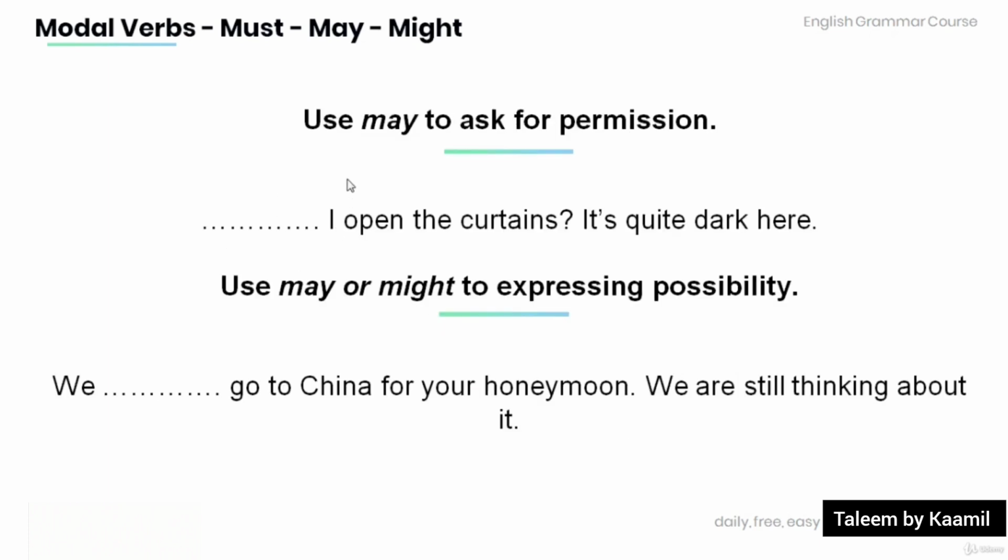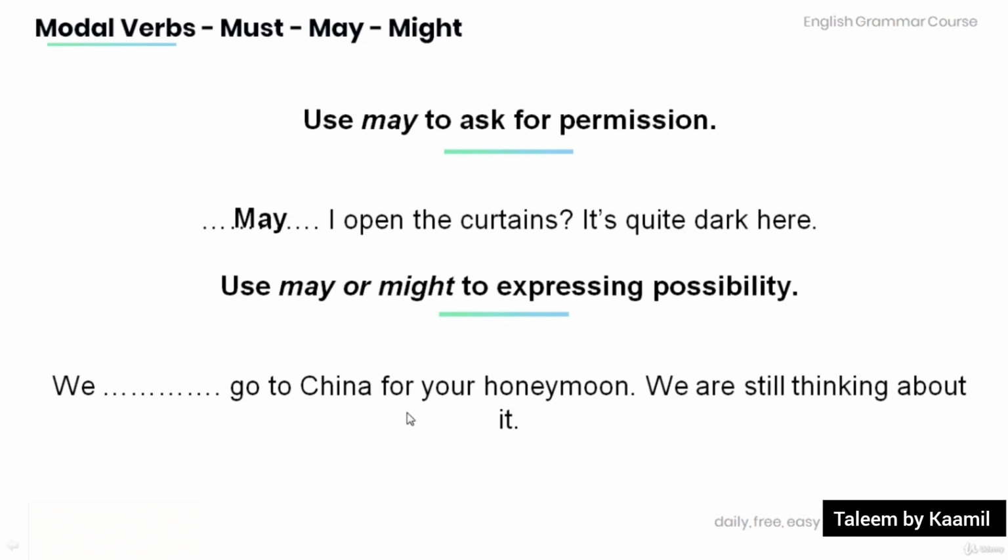Also, remember that we use may to ask for permission, and we use may or might to express possibility. Now read the following sentences and fill in the blanks using the appropriate modal verb. I open the curtains. It's quite dark here. May I open the curtains? It's quite dark here.